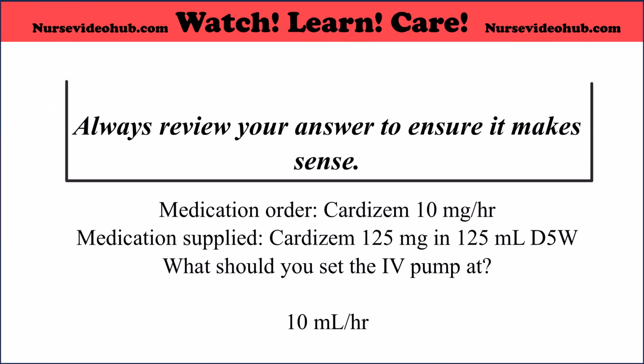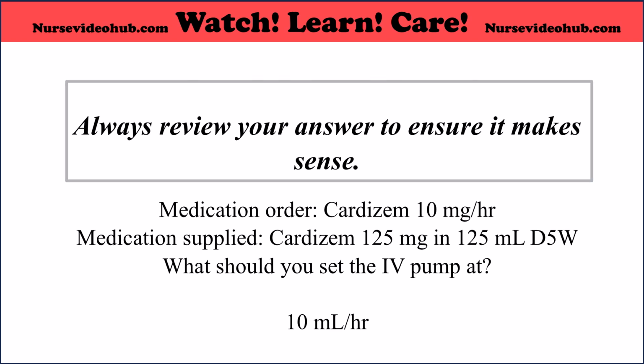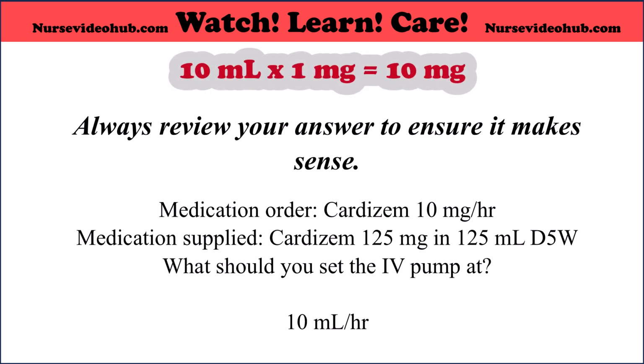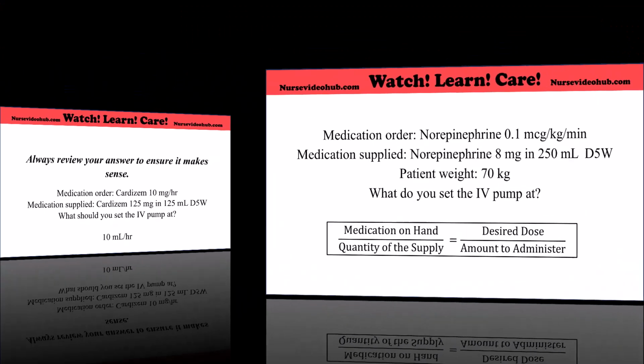Always review your answer to make sure it makes sense. The reverse method is to multiply 10 milliliters, the amount to be administered, by 1 milligram per milliliter, the concentration available, based on 125 milligrams divided by 125 milliliters. And that equals 10 milligrams, the prescribed dosage. You can also see that there's 1 milligram of Cardizem in 1 milliliter, so if you want 10 milligrams, you infuse it at 10 milliliters per hour.